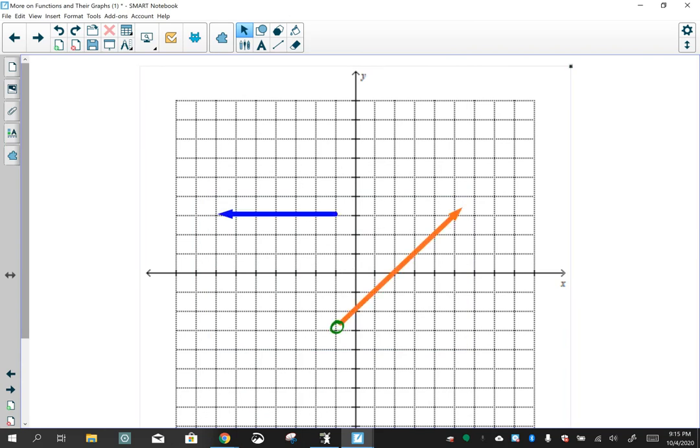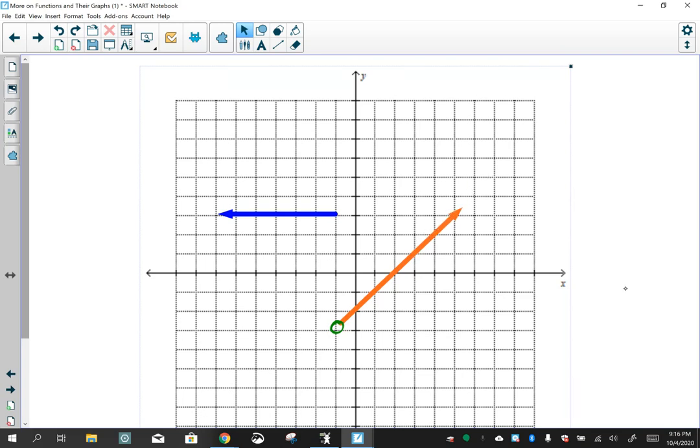Oh, there it is. Okay. So there is my first part from negative infinity up to -1. And notice there's a closed dot right there. And then I pick up down here with my open dot and I run off in that direction there.